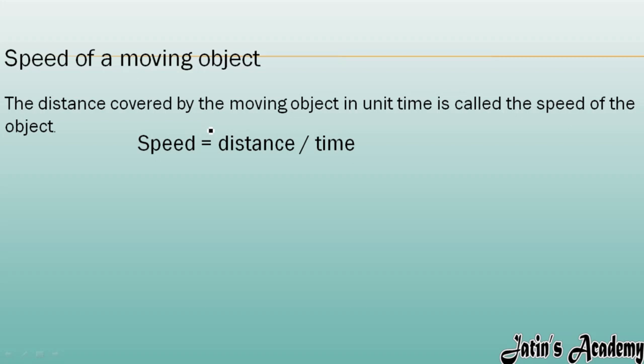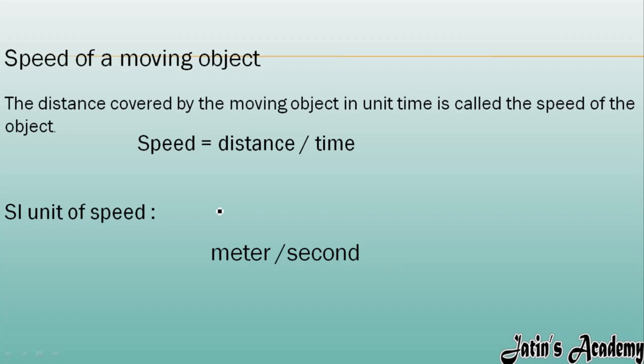Now we have the SI unit of speed. We are going to calculate the SI unit of speed. Firstly, we will see the SI unit of distance. So the SI unit of distance is what? Meter. And the SI unit of time is second. So now the SI unit of speed is meter per second. You can write it like this also. SI unit of speed is meter per second. Fine.